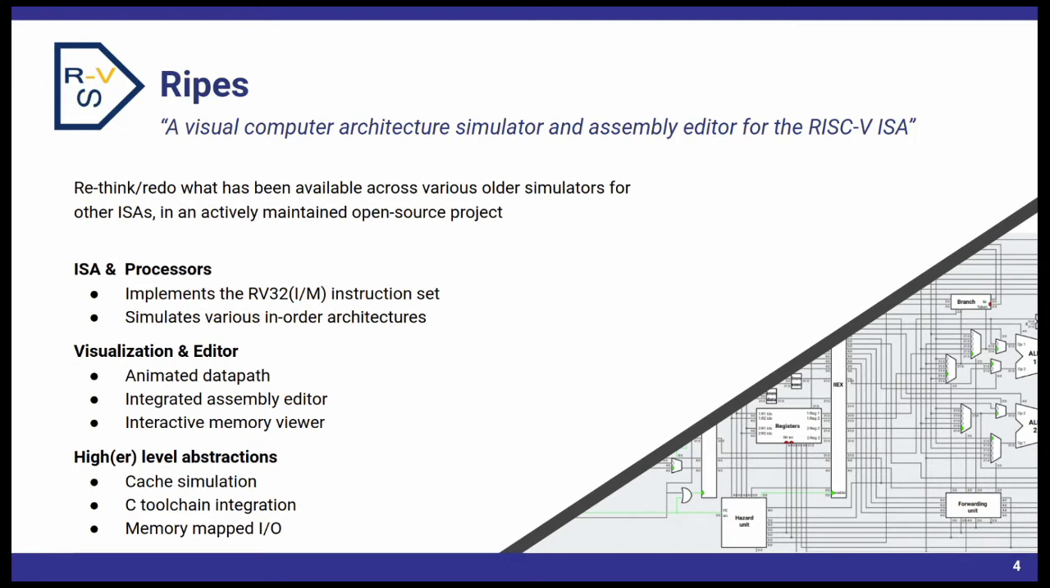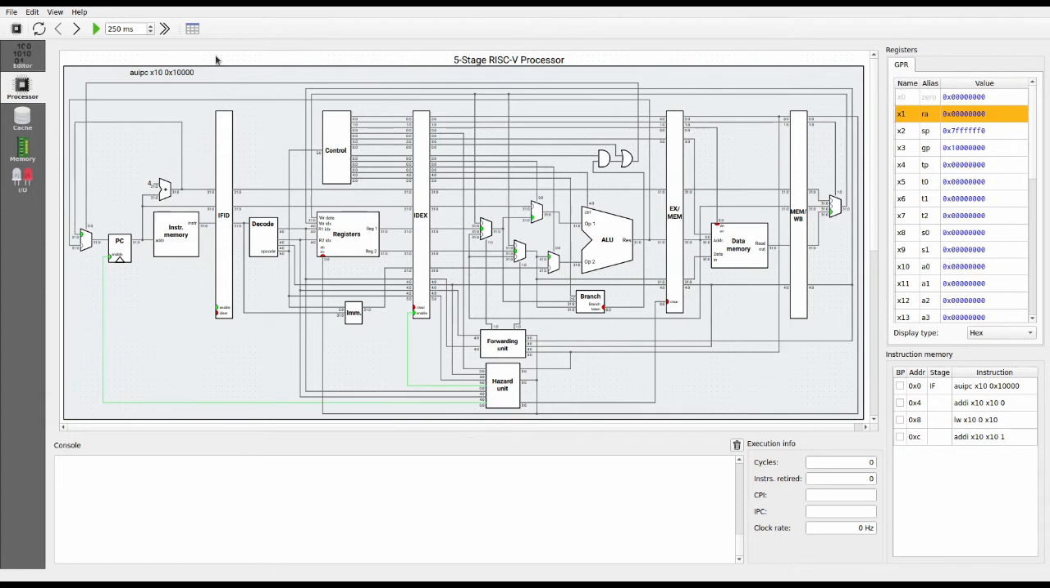Next, we'll go through a demo of the program to take a look at how we can use RIPES in some classic use cases. The first tab that we'll see is the processor tab. Here, a visualization of the processor is shown, where we see the different components of a data path, such as memories or multiplexers.